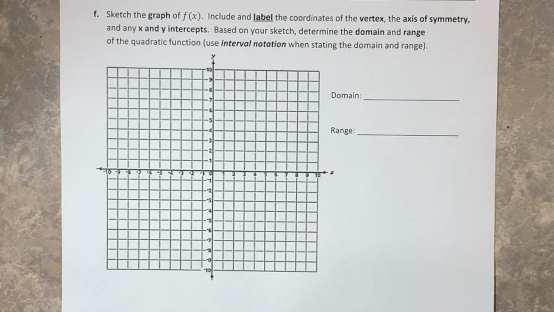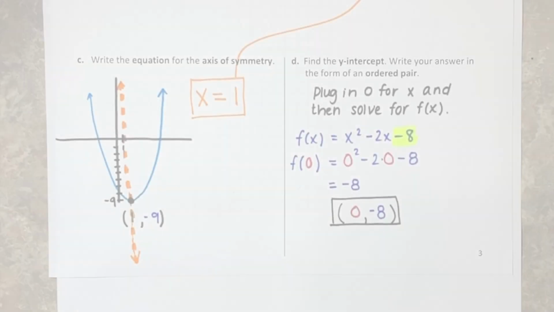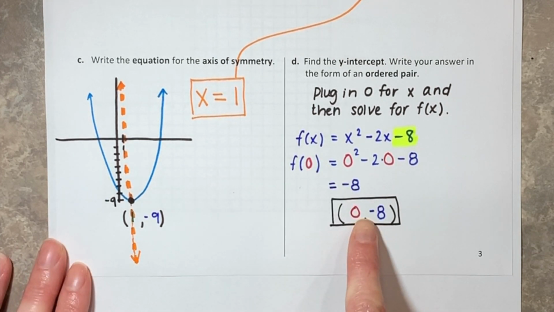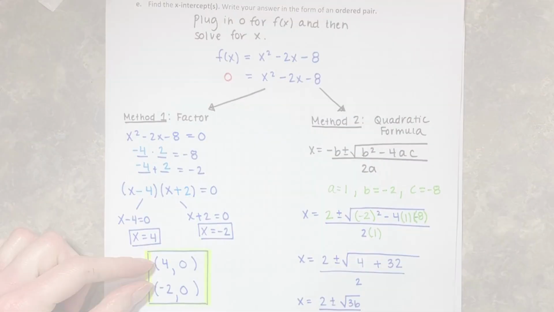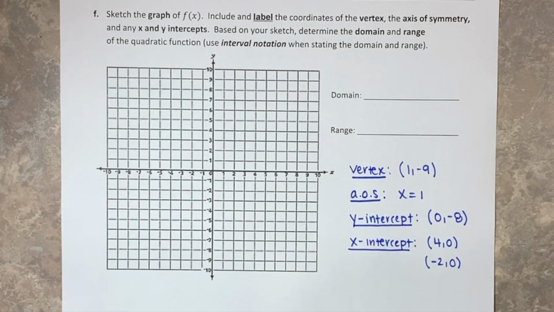Now that we've completed steps A through E, we have all of the information we need in order to construct a good graph of our function. I'm going to start by writing all of the crucial information that we found from steps A through E right here. Let's just look back quickly. We found that the vertex was the ordered pair 1, -9. We found that the axis of symmetry was x equals 1. We found that the y-intercept had the ordered pair 0, -8. And we found these two x-intercepts.